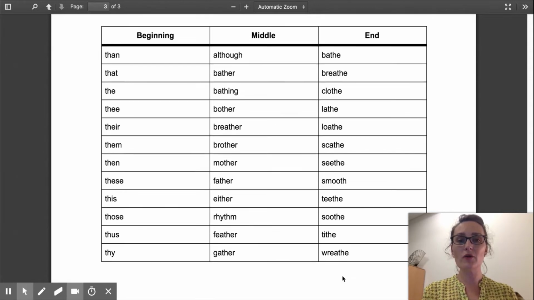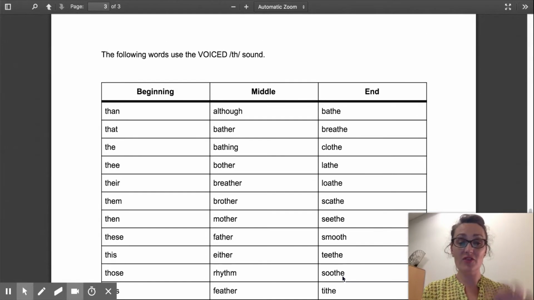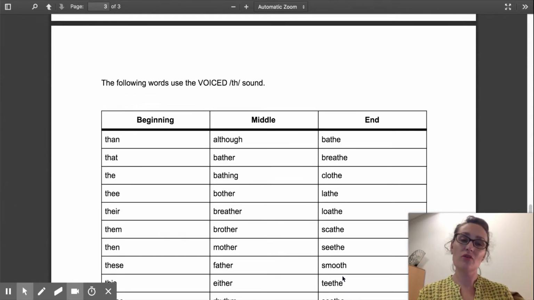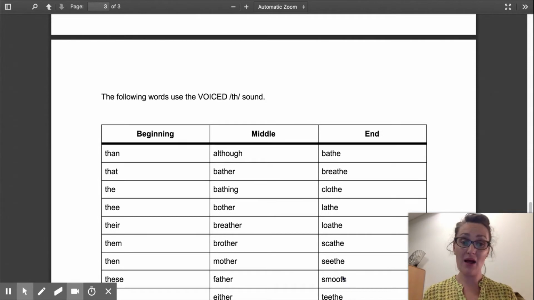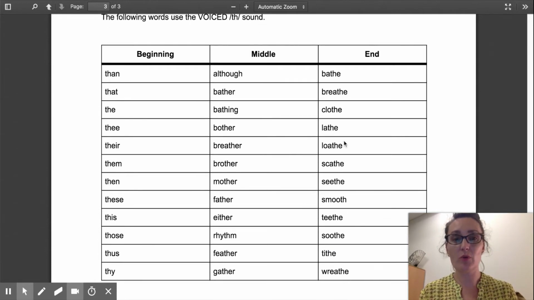And what you'll find is oftentimes the TH sound can differentiate along with the vowel, whether it's bath for a noun or bathe, the verb. Same thing with breath and breathe, cloth and clothe.